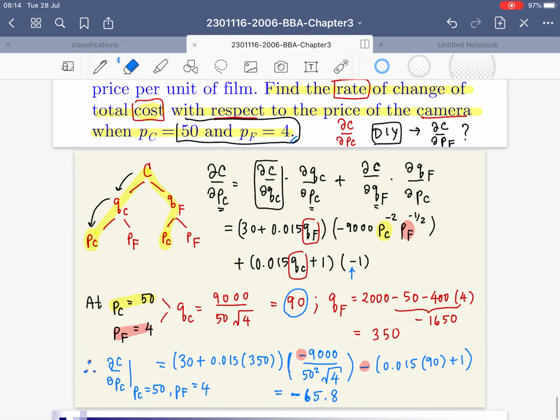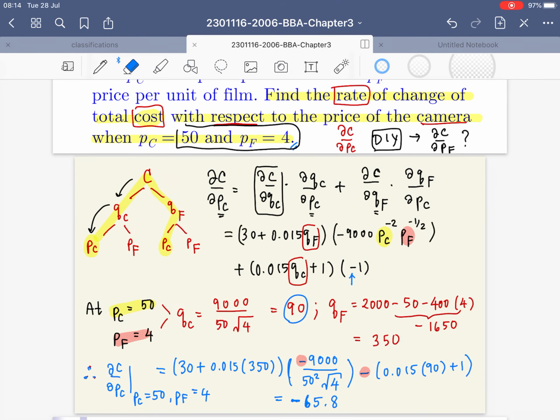But what does this mean? Why is it going down? Well, what do you think? Why is the cost, not the price, sorry, why is the cost going down? Because you're talking about the rate of change with respect to the price of the camera, right? So it means that right now your price of the camera is going up, okay? But because this one is negative, then the cost of production is going down. Why is that? Because if the price of the camera is going up, then people don't buy a camera, right? So you are going to decrease your production of the camera.